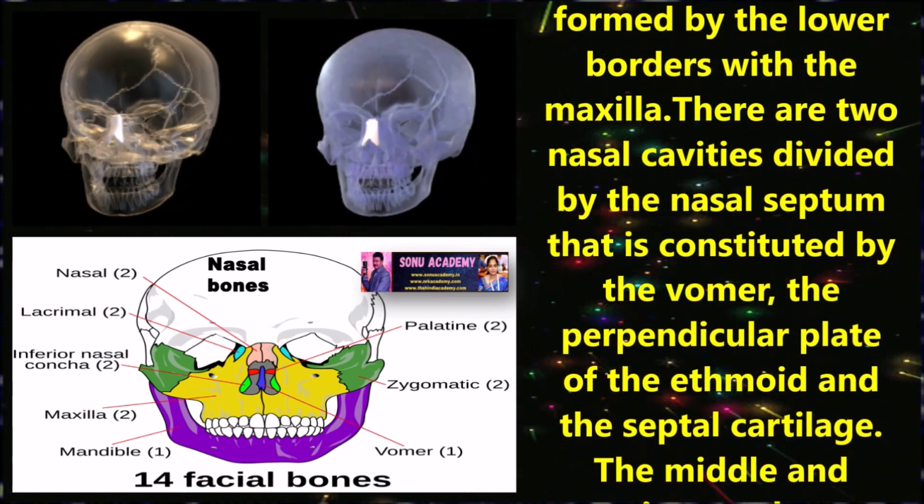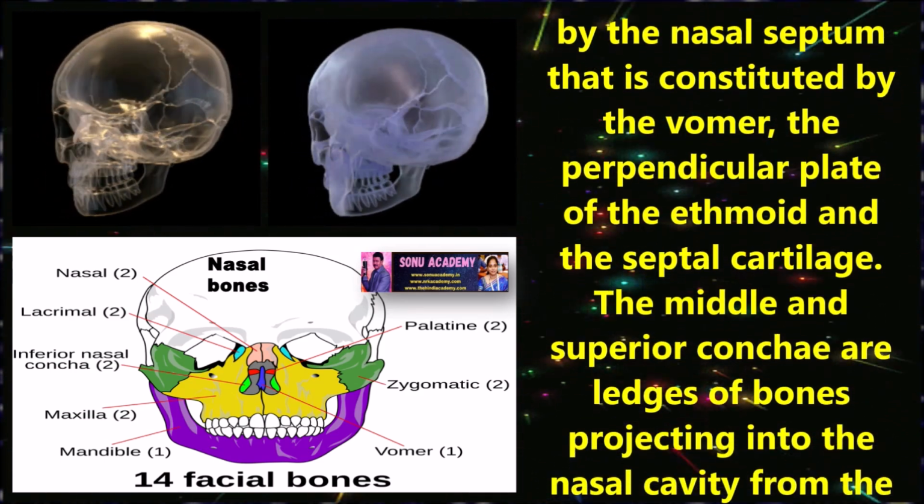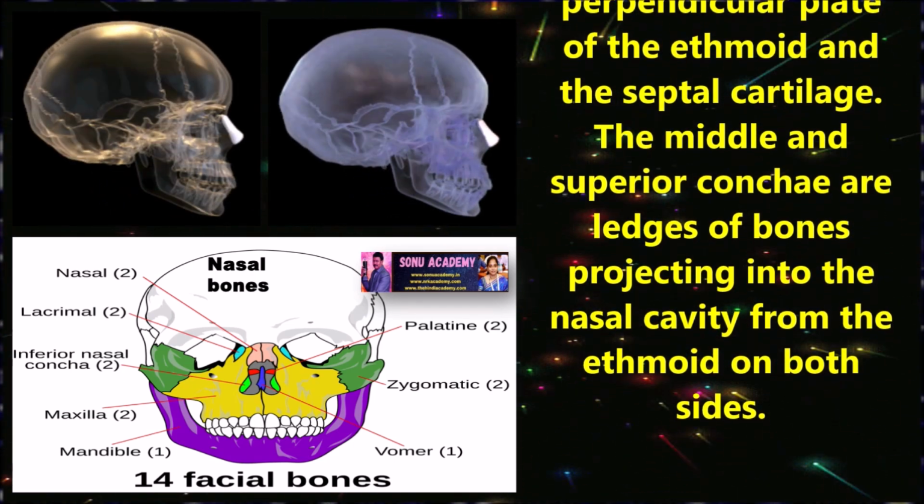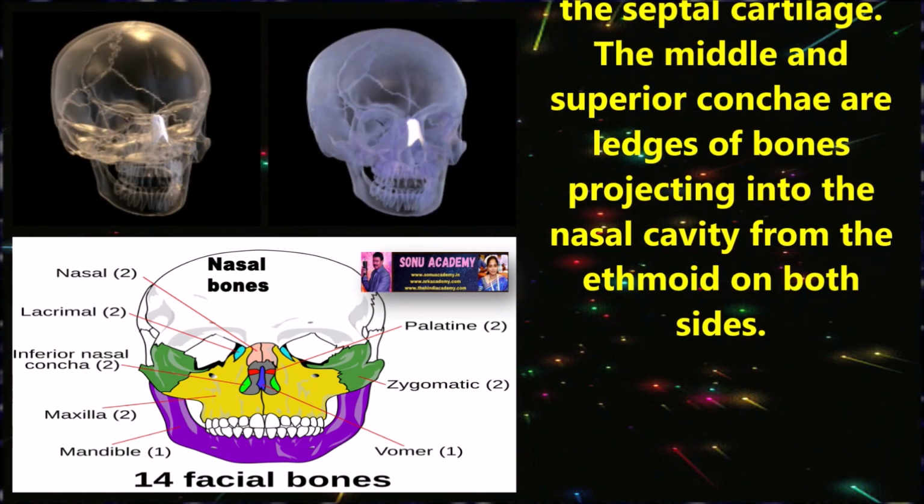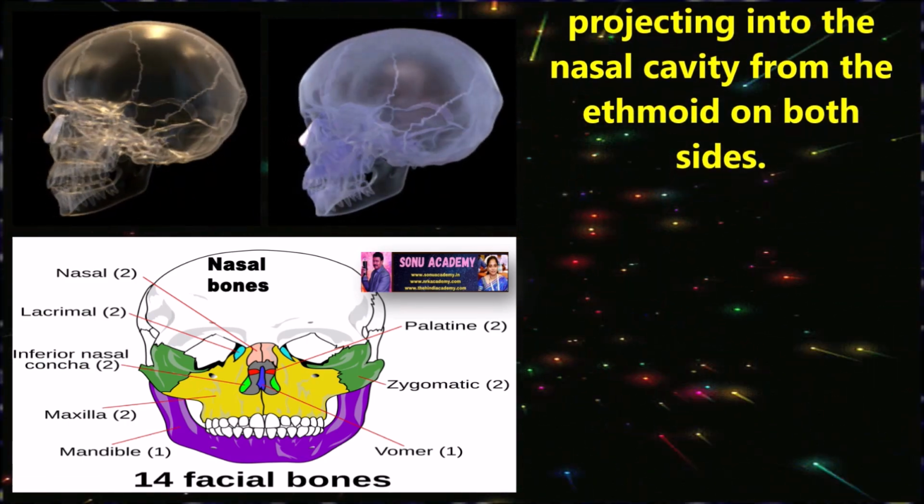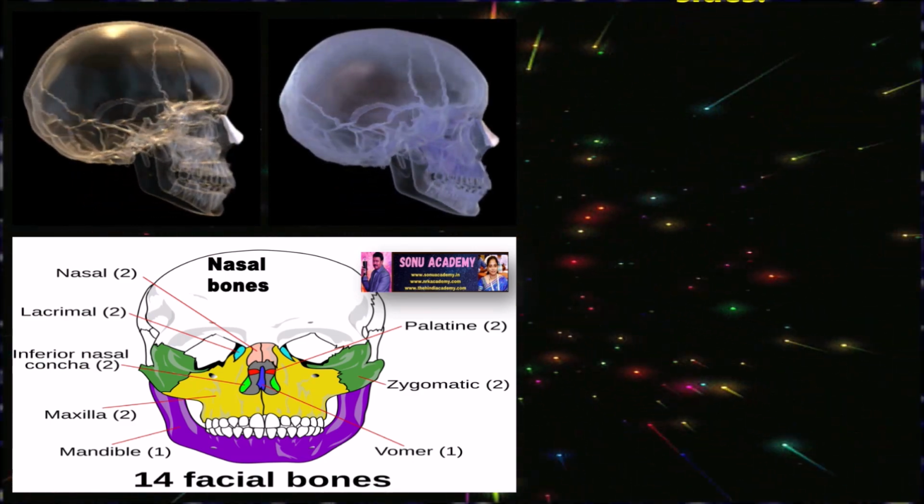There are two nasal cavities divided by the nasal septum, which is constituted by the vomer, the perpendicular plate of the ethmoid and the septal cartilage. The middle and the superior conchae are edges of bone projecting into the nasal cavity from the ethmoid on both sides.